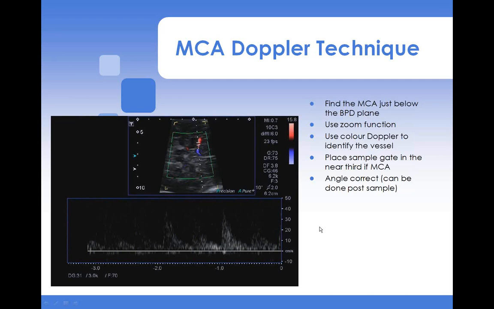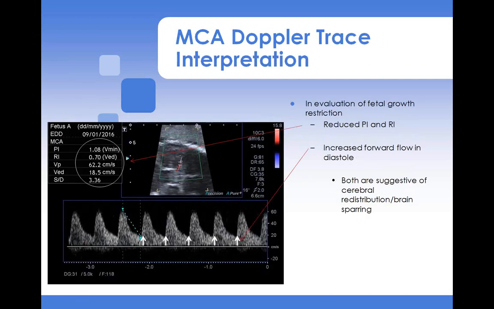So how do we interpret the MCA Doppler trace? Well, in the evaluation of growth restricted babies, the PI or the RI, resistance index, will be reduced because the forward flow in diastole would have increased, which is suggestive of cerebral redistribution or brain sparing. So these fetuses, they're not growing well. They try to preserve the organs. They shunt blood flow to the brain.